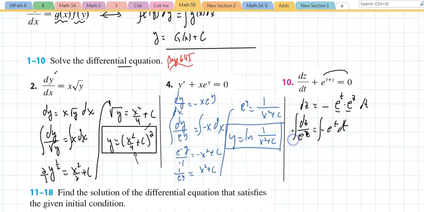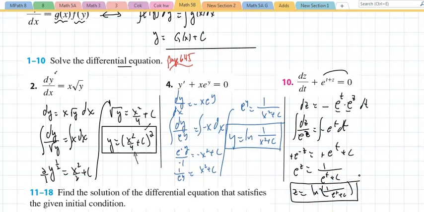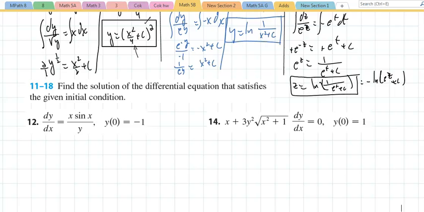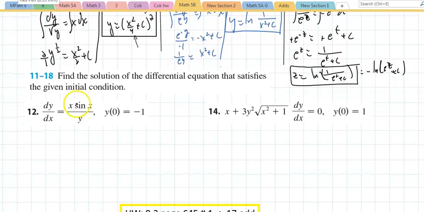And once I separate, it's pretty much calculus: negative e to the negative z equals negative e to the t plus c. So that becomes a positive. And e to the z will equal 1 over e to the t plus c. And z will equal natural log of 1 over e to the t plus c. Of course, you could use properties of logs if you want and say that's natural log of 1, which is 0, minus natural log of e to the t plus c. Whatever works. If they gave me initial conditions, I would have to find c.